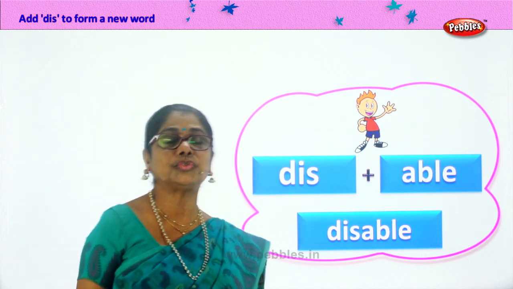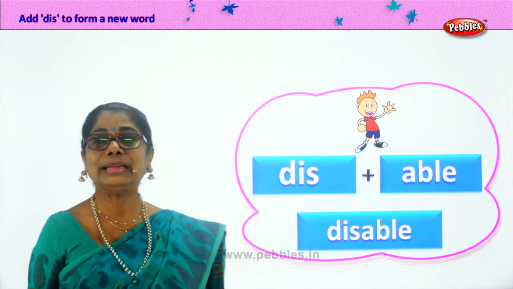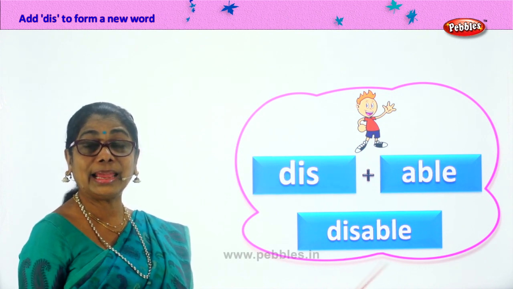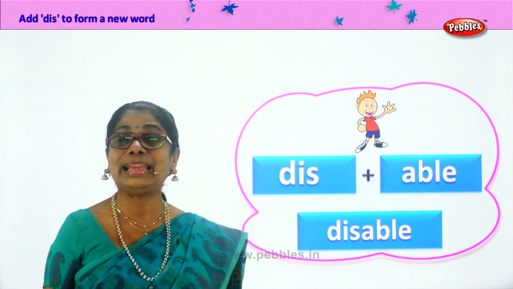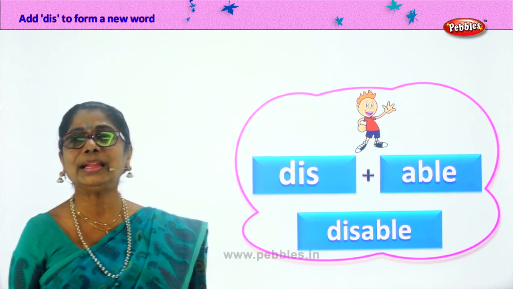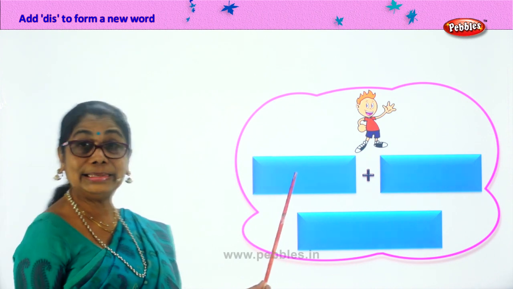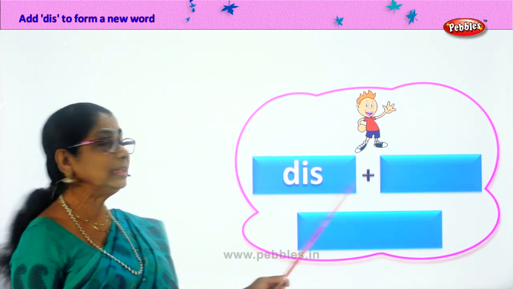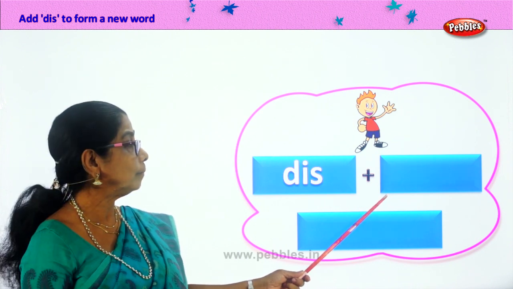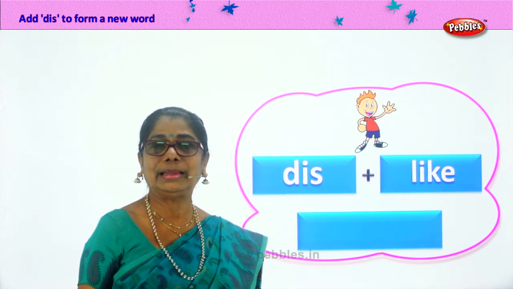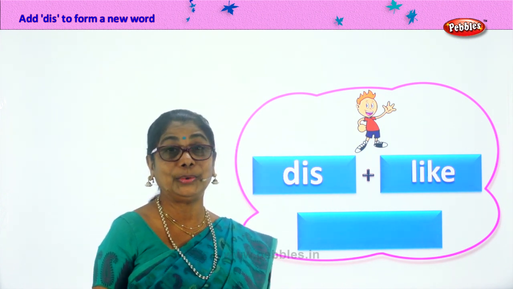Oh, you can't walk straight, but to bend and walk, disable. Spell disable, D-I-S-A-B-L-E, disable. Disabled person. Good. Let's look at another word. Add this in front of the word to form a new word. This plus like. Dislike. This plus I like you.